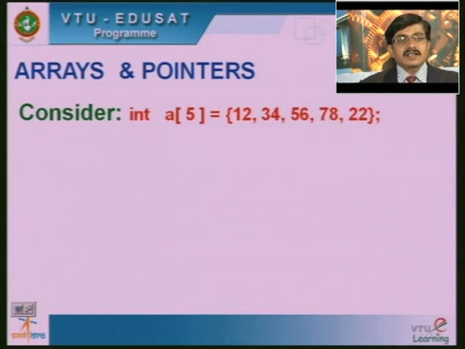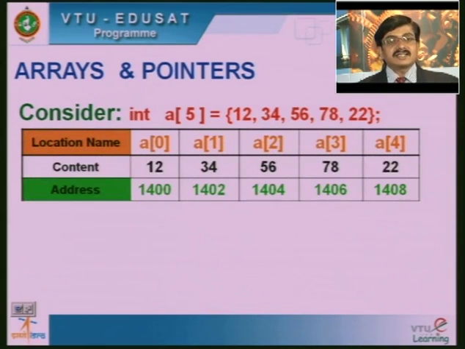So, here A is an array of 5 integer elements where the elements are 12, 34, 56, 78 and 22. Altogether we have 5 elements, and in the memory we can see A of 0 is the name of the 0th element, its value is 12 and its address is something like 1400. Similarly, A of 1, A of 2 up to A of 4.